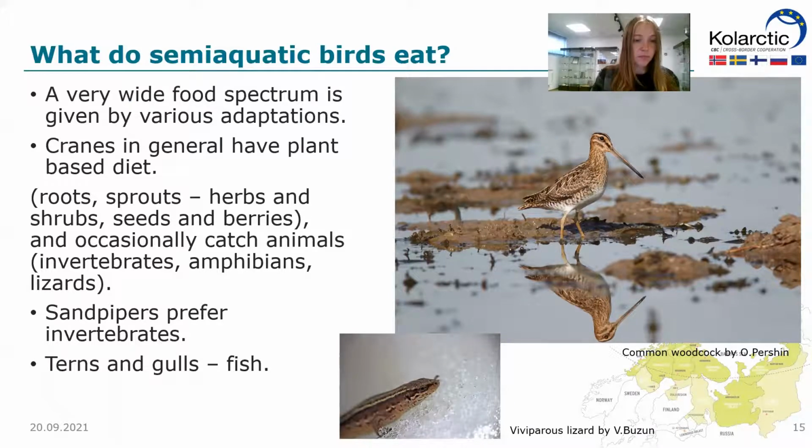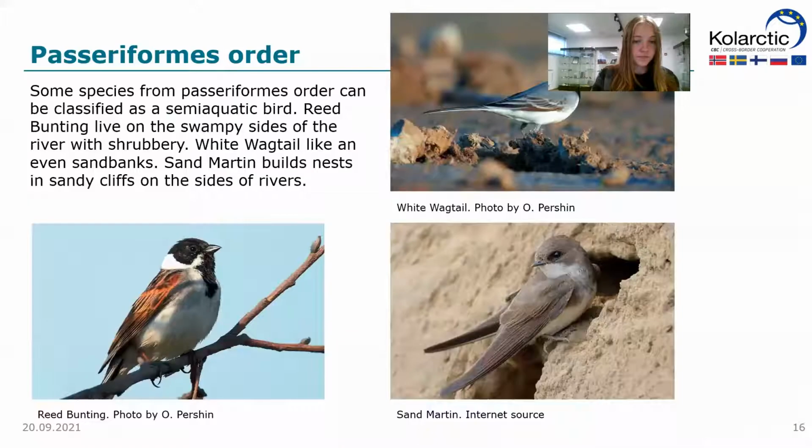Cranes in general have a plant-based diet, roots, sprouts, herbs and shrubs, seeds and berries, and occasionally catch animals, invertebrates, amphibians, lizards. Sandpipers prefer invertebrates, terns and gulls, fish.